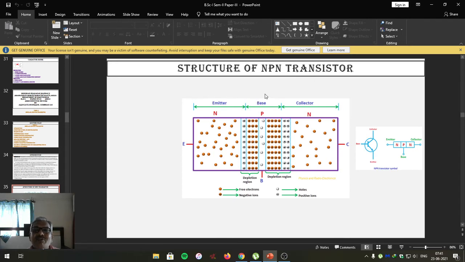Hence, there is a structural formation of the NPN transistor. It is called the unbiased structure of the NPN transistor. Friends, in this structure, the brown colored part represents the electrons. The brown color part with a negative sign indicates the negative ions. The white color bubble indicates the holes, whereas the white color bubble with the positive sign indicates the positive, immobile ions.